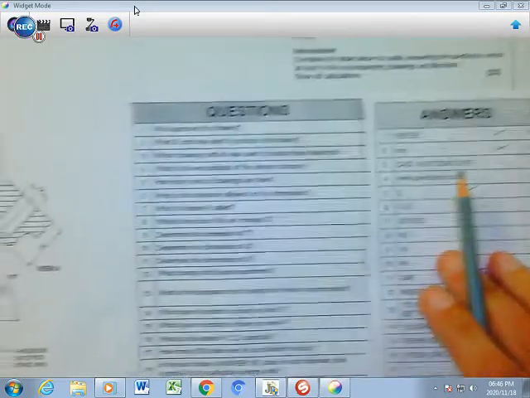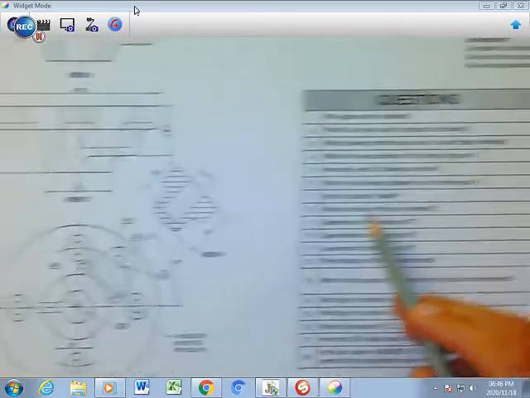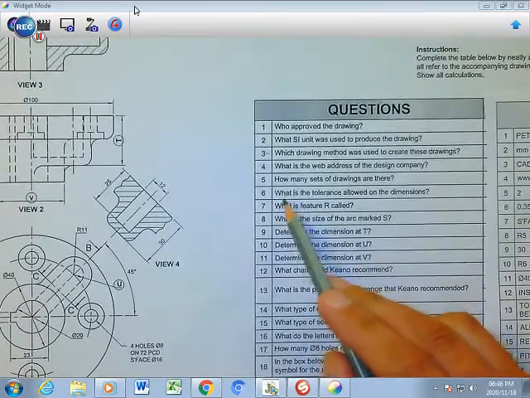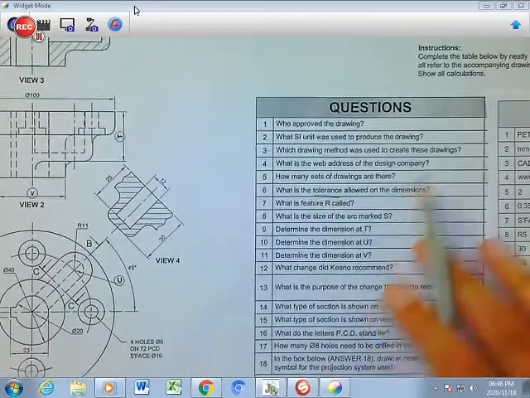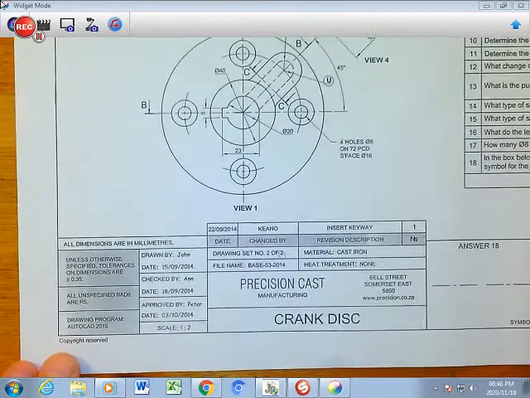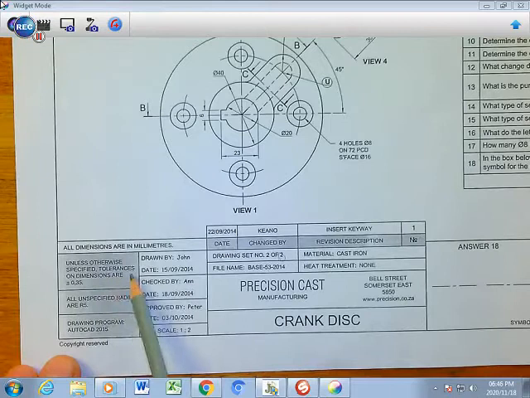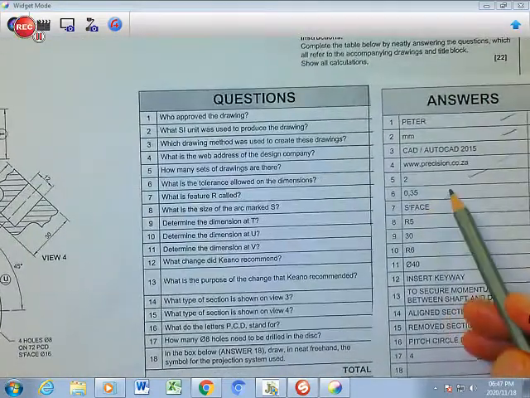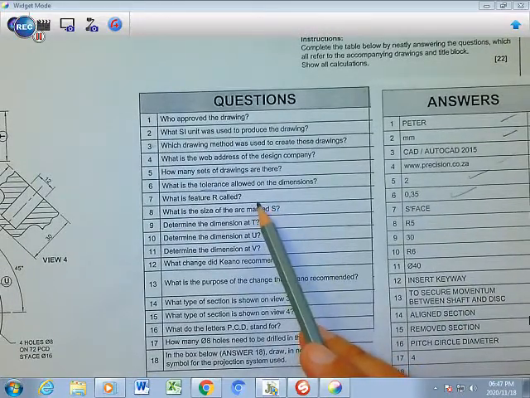So we'll have to go to R. Just before we go to R, we're just going to do number 6. What is the tolerance allowed on the dimensions? The word tolerance, once again, most of the information is in your title block here. It says here, unless otherwise specified, tolerances on dimensions are plus minus 0.35, and that is what you're going to write in that space there.